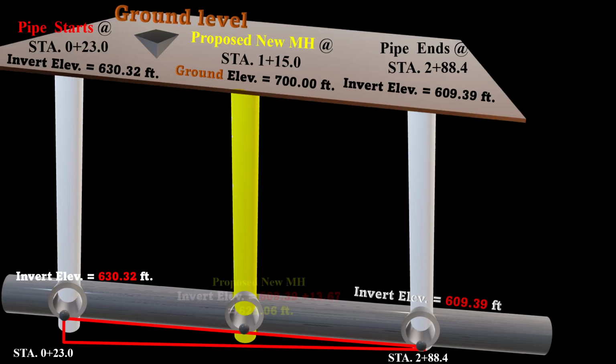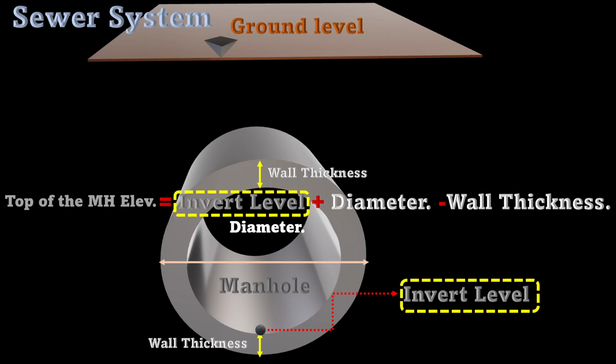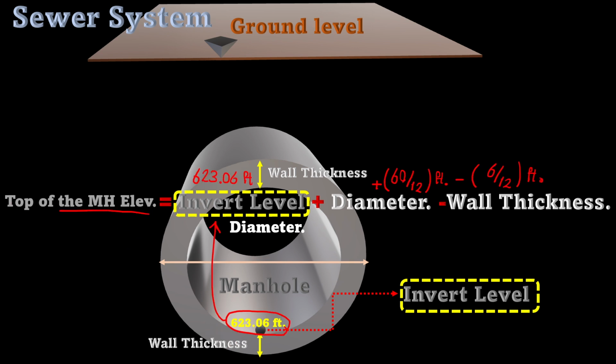In such a case, the invert elevation of the existing one plus 13.67, which is the rise in elevation, gives us the invert elevation for the proposed new manhole, which is 623.06 feet. As soon as we have the invert elevation, we can move back to our manhole equation: invert elevation plus diameter minus the wall thickness. It gives us the top of the manhole, which is what the question is asking.